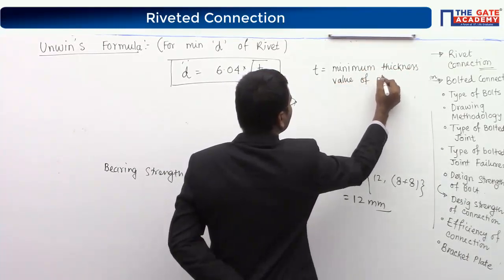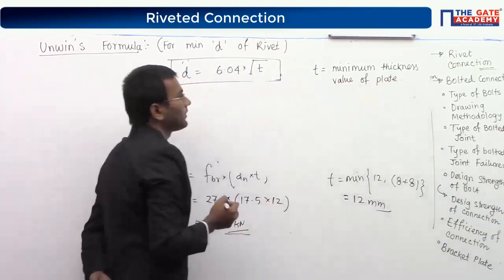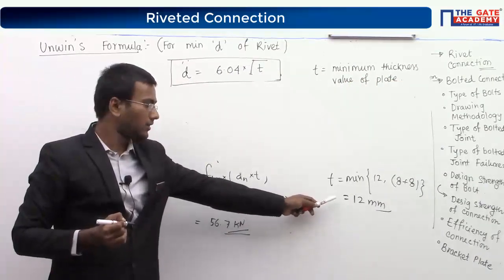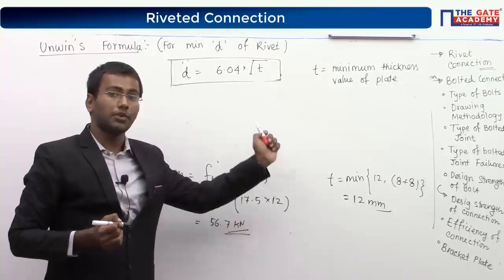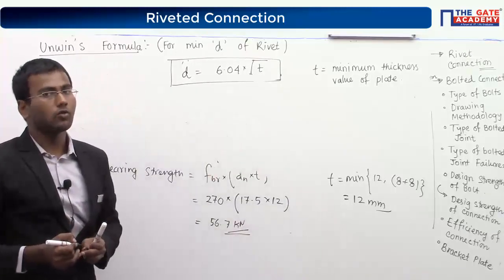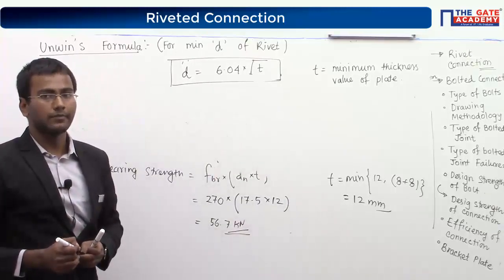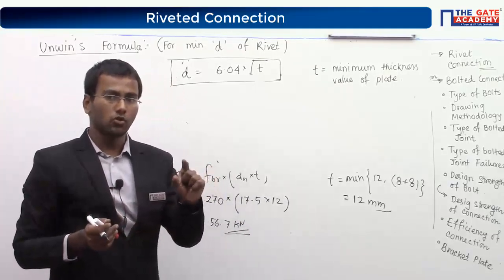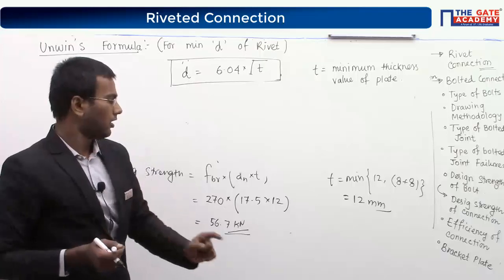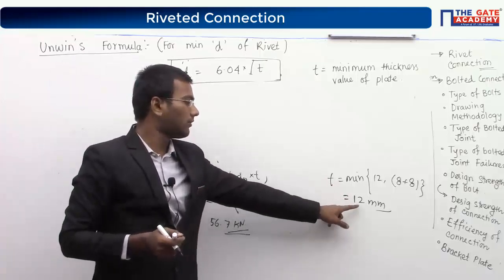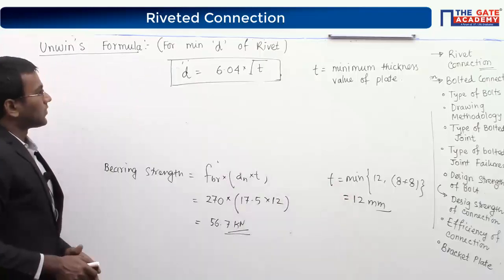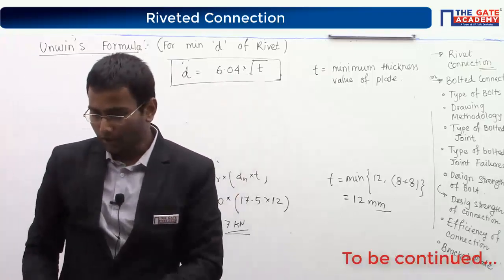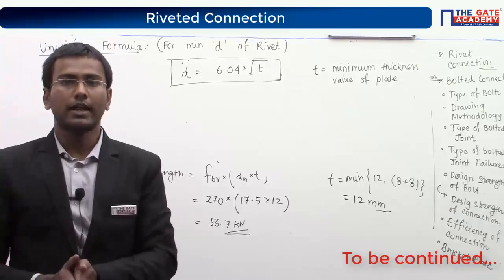Minimum thickness value of plate. So minimum thickness value of plate means what I have done here, like in this question, or like in the previous question, what I have done to calculate the thickness T. If I talk about a lap joint, it will be the least of the two. If I talk about a butt joint, I can find out the T value like this. So it is in millimeter, it is also in millimeter. Unwin's formula for finding minimum diameter of rivet.